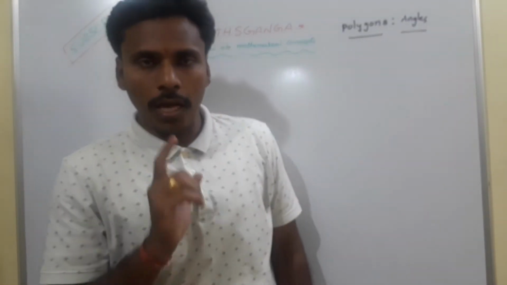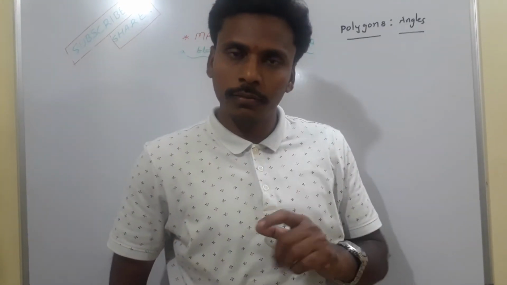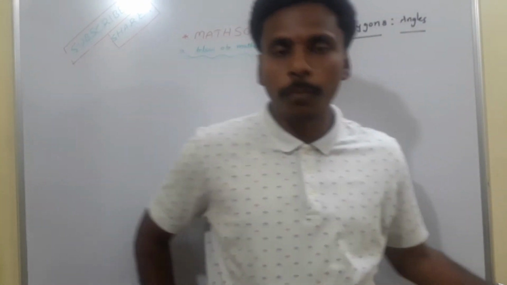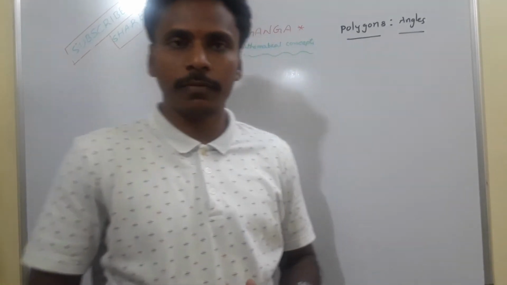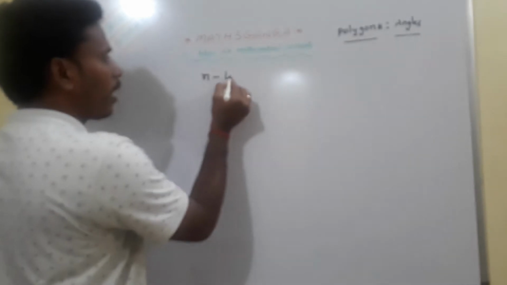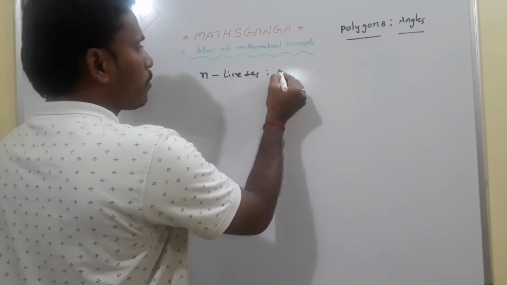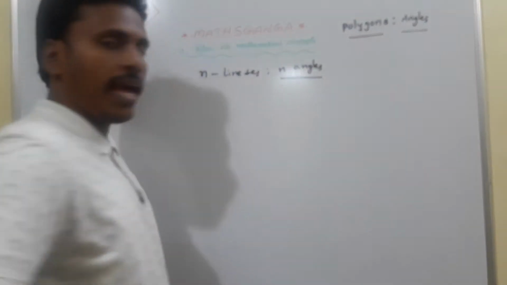Hello friends, in this session we are going to discuss the angles of a polygon along with regular polygons. In the previous video we discussed polygons. A polygon is a plane figure bounded with n lines, that is, n line segments, so along with it forms n angles. Now we are going to concentrate on these angles.